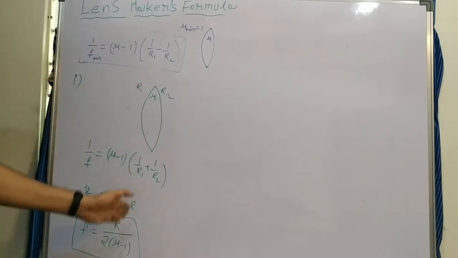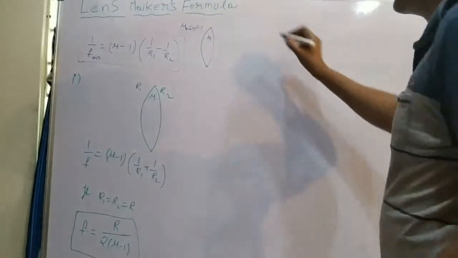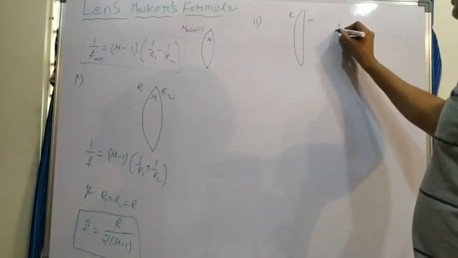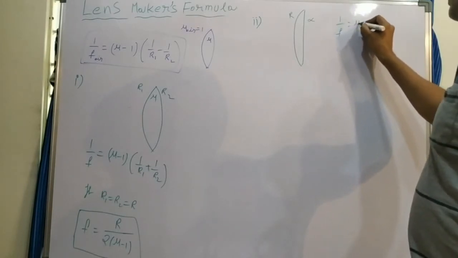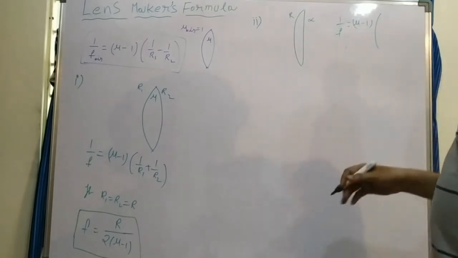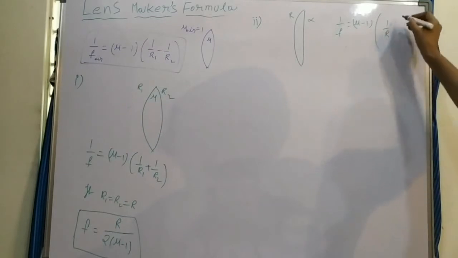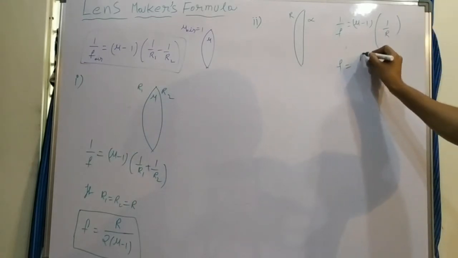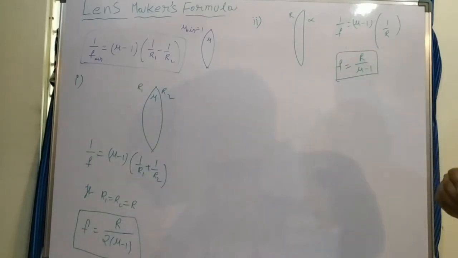Suppose plano convex. Plano convex means one side is a flat surface. R is there on one side and the other side is infinite. Then 1 by f is equal to mu minus 1 into 1 by R, and the 1 by infinity term becomes 0. So f is equal to R by mu minus 1 for plano convex.